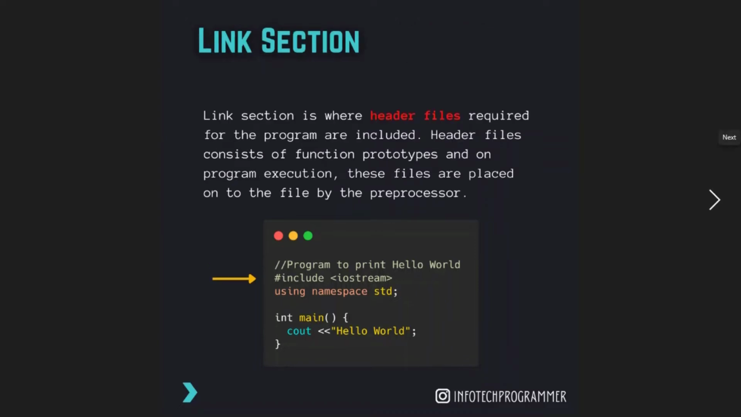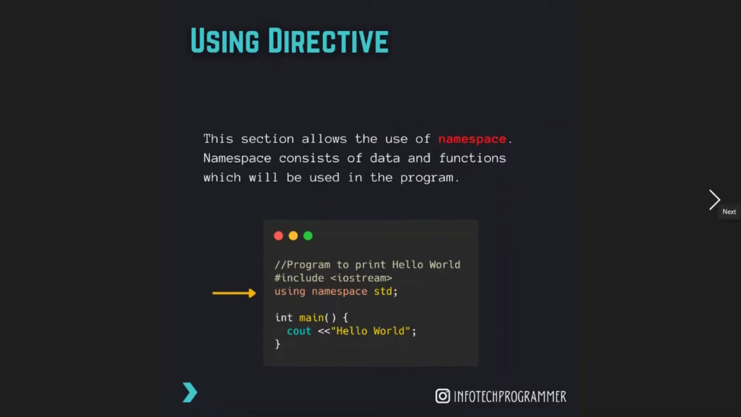Other than that, we have link section. Link section is where header files required for the program are included. Header files consist of the function prototypes, and on program execution, these files are placed into the file by the preprocessor. Then using directive, this section allows use of namespace. Namespace consists of data and functions which will be used in the program.